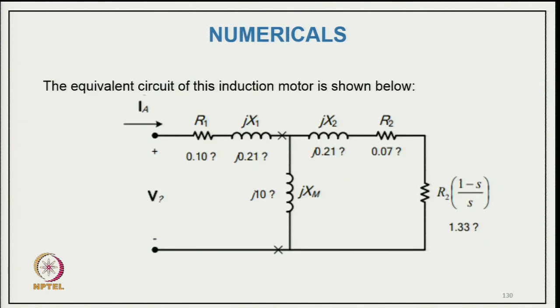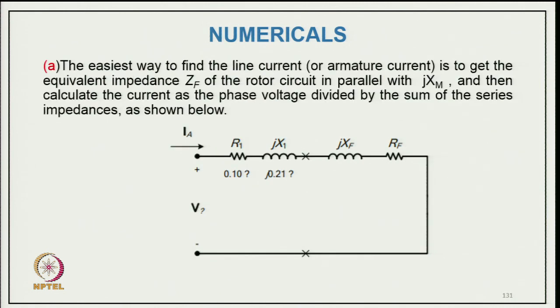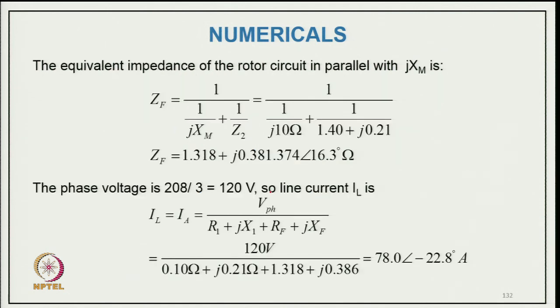So, this is the equivalent circuit with the parameters given here. The easiest way to find the line current is to get the equivalent impedance ZF of the circuit. From here, we can find the total impedance of Xm in parallel with Z2. So, we get ZF here, and then we can call it Z1 plus ZF, and IL equal to V per phase upon that, putting the value, it comes to 78 at the angle of minus 22.8 degree ampere.